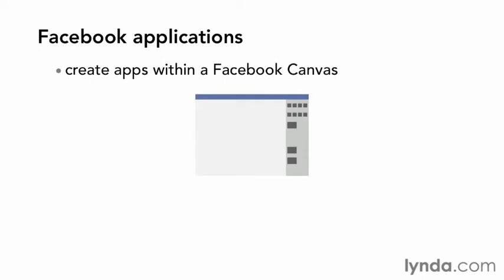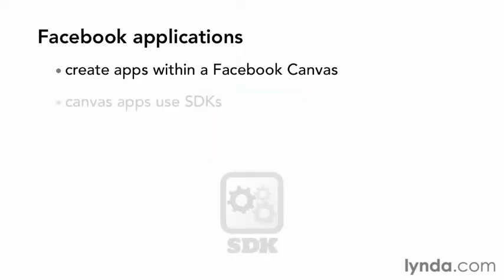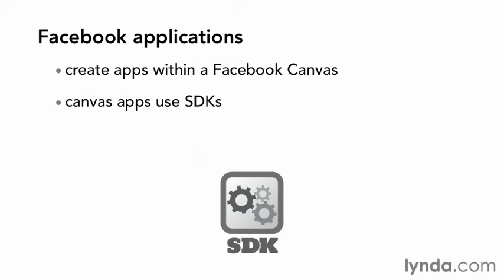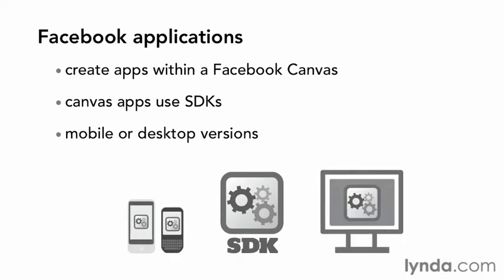Facebook applications let you create pages that appear in Facebook through a special container called the canvas. It's an iframe that links back to a page on your own web server. You do this by using one of several software development kits, or SDKs, and there's two different types of SDKs available: SDKs for mobile devices like iOS and Android, and SDKs for websites. In this course, we'll be focusing on one of the web SDKs.